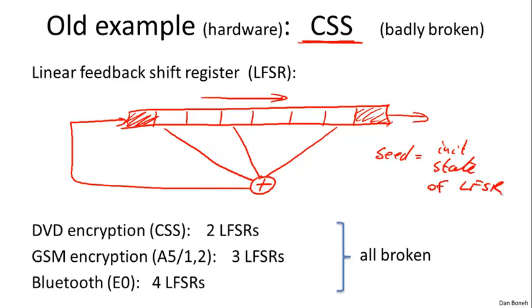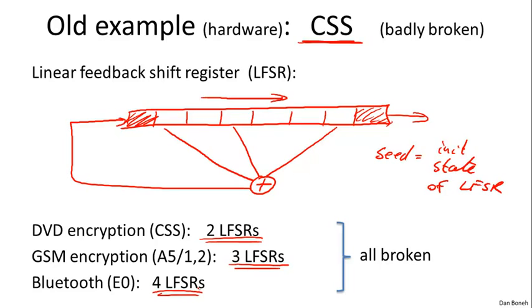So here are some examples. As I said, DVD encryption uses 2 LFSRs. I'll show you how that works in just a second. GSM encryption, these are algorithms called A5/1 and A5/2. That uses 3 LFSRs. Bluetooth encryption is an algorithm called E0. These are all stream ciphers, and that uses 4 LFSRs. Turns out all of these are badly broken and really should not be trusted for encrypting traffic, but they're all implemented in hardware, so it's a little difficult now to change what the hardware does.